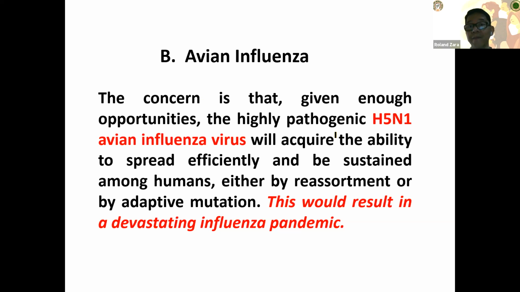Okay, so this is your avian influenza. If the avian influenza acquired the ability to spread efficiently and be sustained among humans, either by reassortment or adaptive mutation, this will result in a devastating influenza pandemic. So this led also to a pandemic.